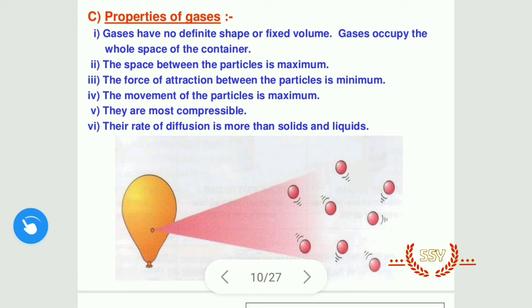Next is the property of gases. Gases have no definite shape or fixed volume. They occupy the whole space of the container. As we know, air has no definite shape nor does it have a fixed volume.